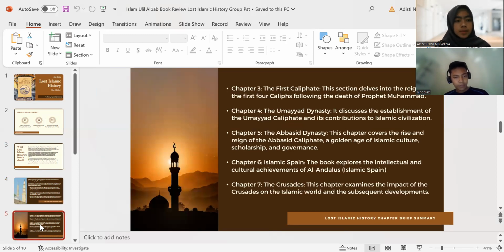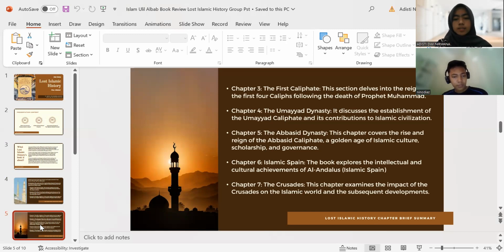Okay, the next chapter is chapter 3, the first caliphate. This section delves into the reigns of the first four caliphs following the death of Prophet Muhammad. And chapter 4, the Umayyad dynasty. It discusses the establishment of the Umayyad Caliphate and its contribution to Islamic civilization. Chapter 5, the Abbasid dynasty. This chapter covers the rise and reign of the Abbasid Caliphate, a golden age of Islamic culture, scholarship, and governance. Chapter 6, Islamic Spain. The book explores the intellectual and cultural achievements of Al-Andalus or Islamic Spain.